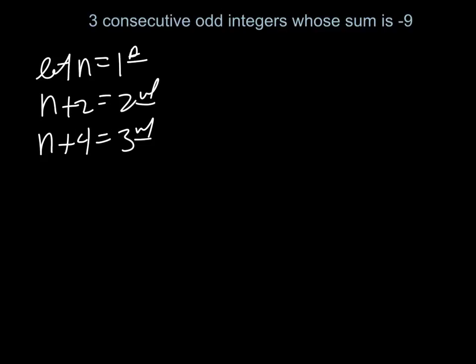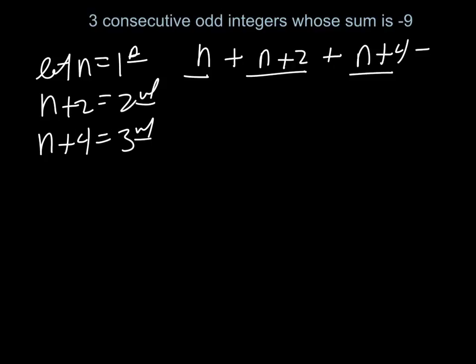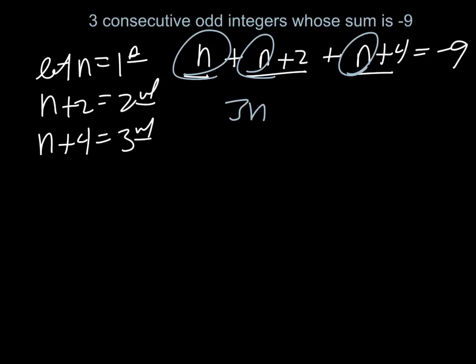Okay, so you ready? We're going to start out with our first number, n. Second number, n plus 2. Third number, n plus 4, because we're skip counting. All that is negative 9. Now, that's the hard part, getting that equation right. Now, the addition: 1n, 2n, 3n. 3n plus 2 plus 4 is 6 equals negative 9.